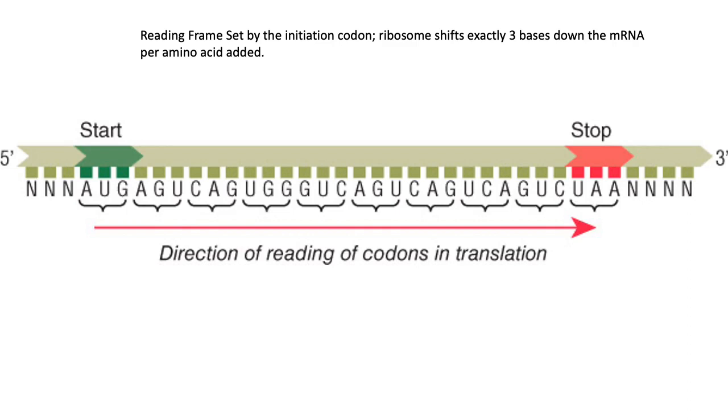Okay, so we go from start to stop. That is our direction of translation. So the AUG start codon is going to be a methionine. So the methionine is the first amino acid of every protein transcript.